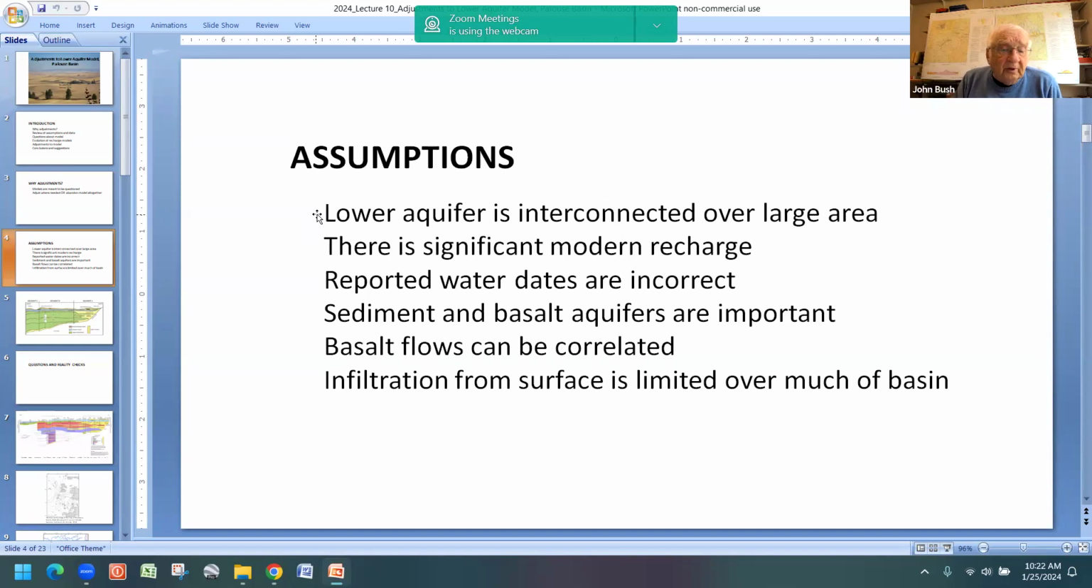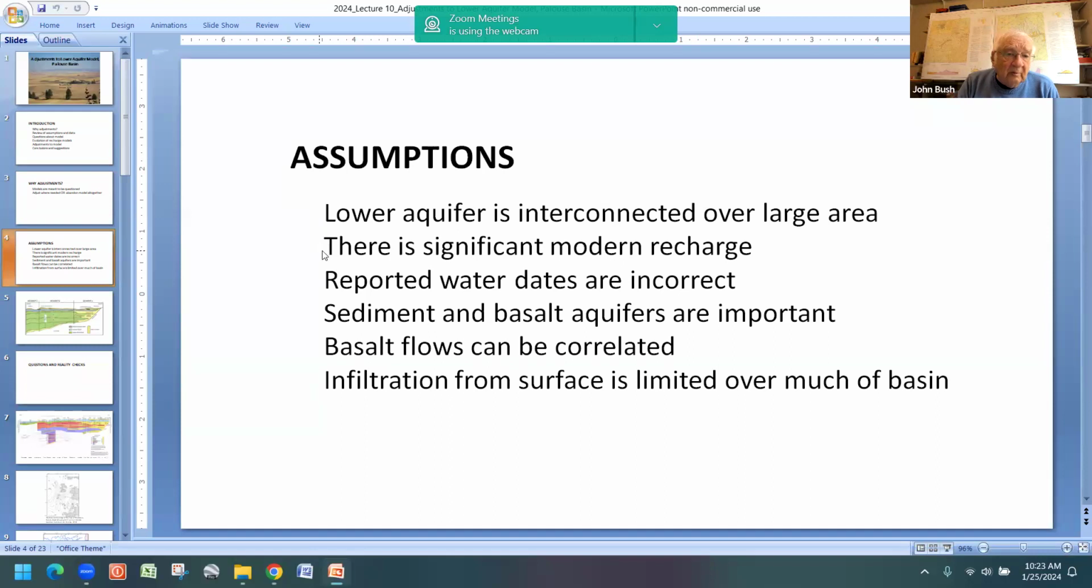We know that it's very compartmentalized, but we have pumping wells in both Moscow and Pullman that are producing very large amounts of water, some of the largest in the Columbia River Plateau. But the water levels are consistent between all of our lower aquifers, meaning that it's interconnected over a large area, which we call the Palouse Basin.